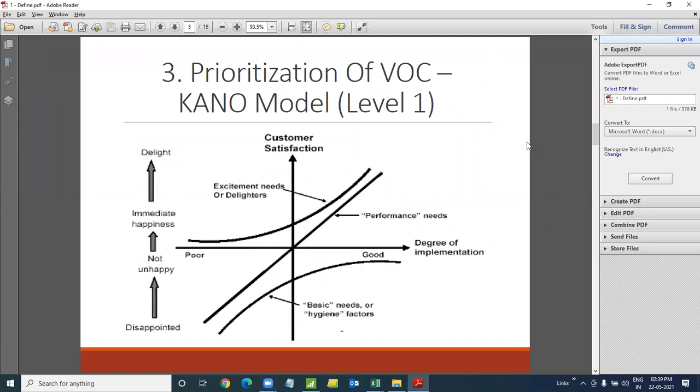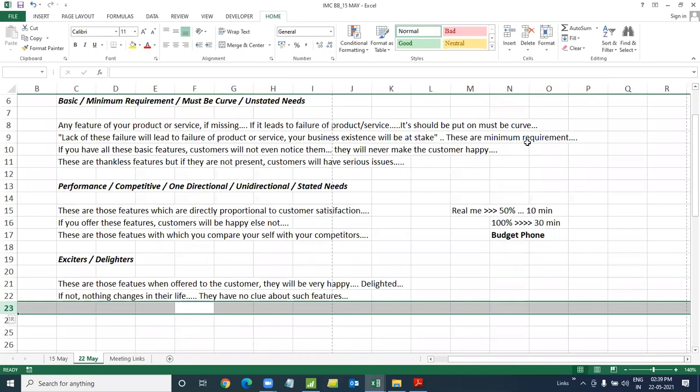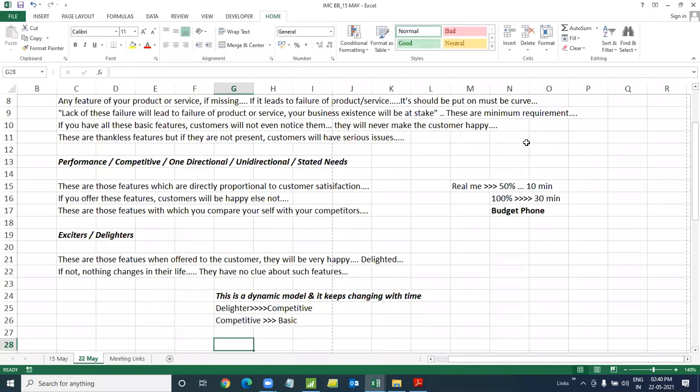But now another logic which comes into the picture with respect to the Kano model is that this is a dynamic model, and it keeps changing with time. Whatever is your delighter will become competitive over a period of time, and competitive will become basic over a period of time. So things change. If you are looking at your Kano model, you're always able to understand what's changing in the market, because this market is not stationary. This is not stagnant. It is a dynamic market.